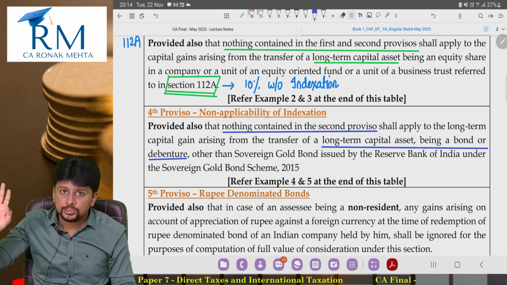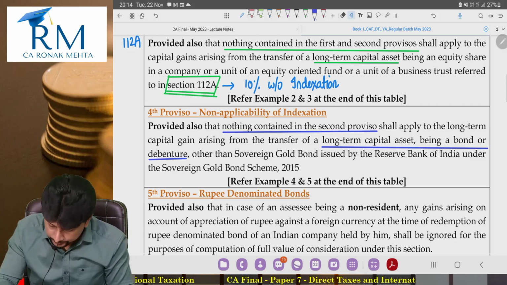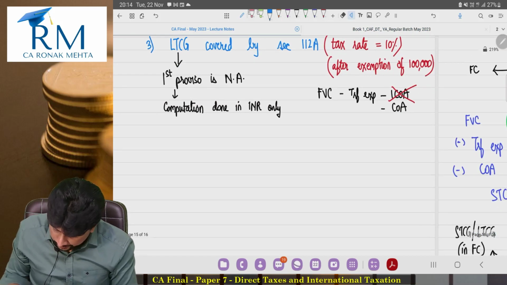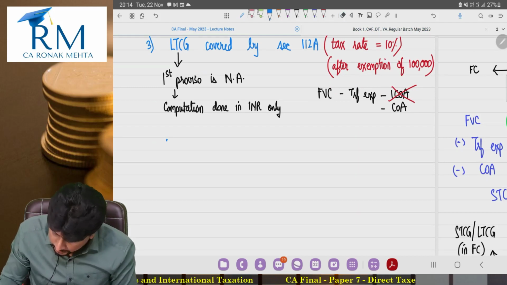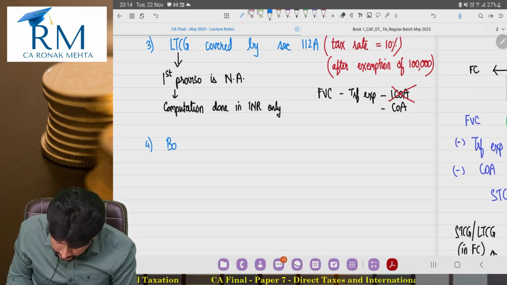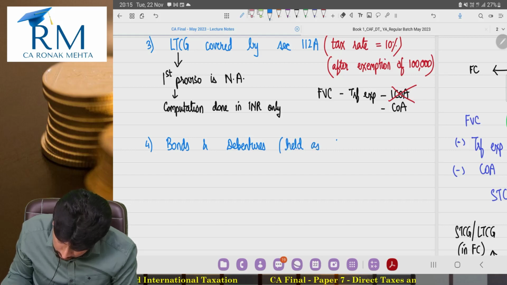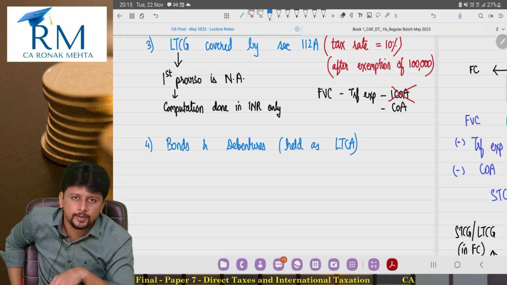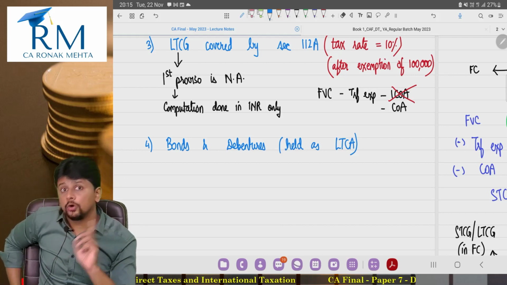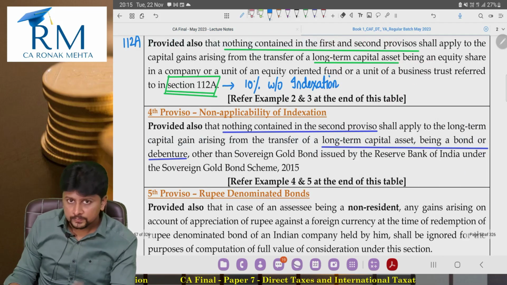Bonds and debentures, even if held as long term, indexation benefit will not apply. But there was something else also written there. Just one second. Generally speaking, bonds and debentures held as long-term capital asset. See, if they are held as short-term capital asset, so anyways indexation benefit does not apply. If they are held as long-term capital asset, then also indexation benefit will not apply. But let's read this one more time.